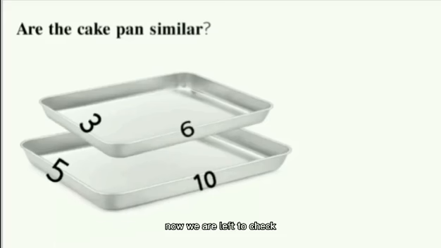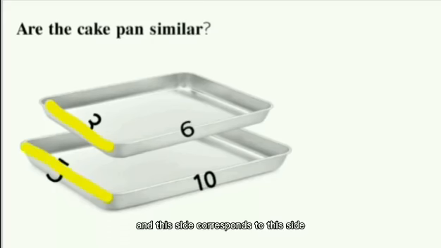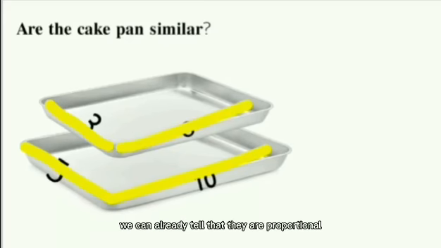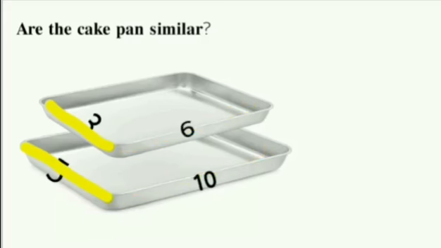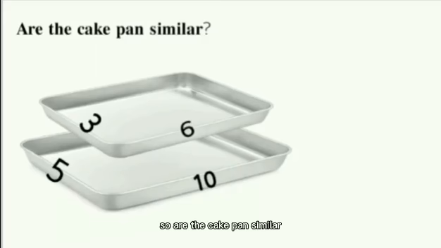Now we are left to check and see if the corresponding sides are proportional, and since this side corresponds to this side and this side corresponds to this side, we can already tell that they are proportional using this length. So, are the cake pans similar? Yes, they are similar.